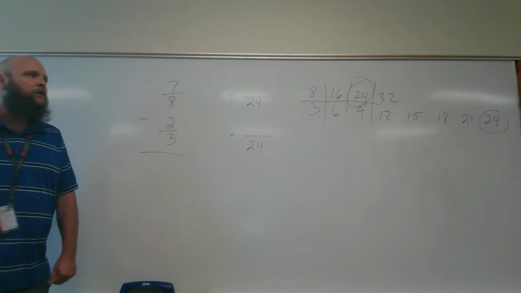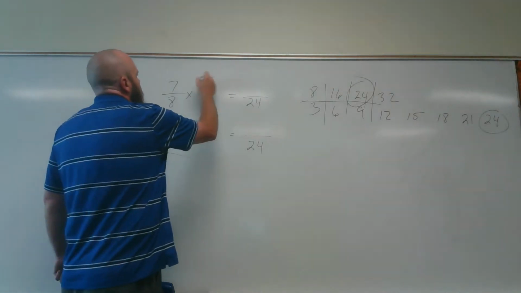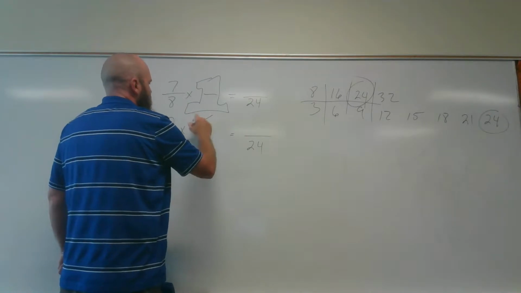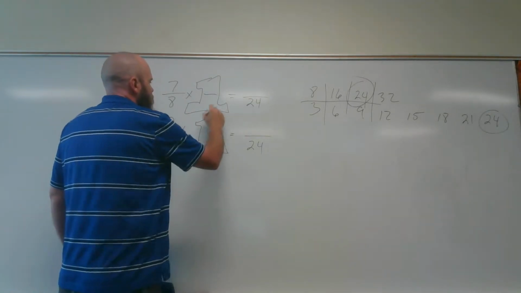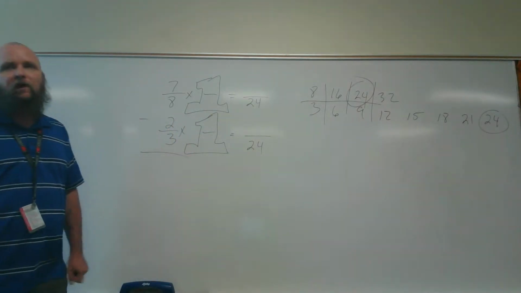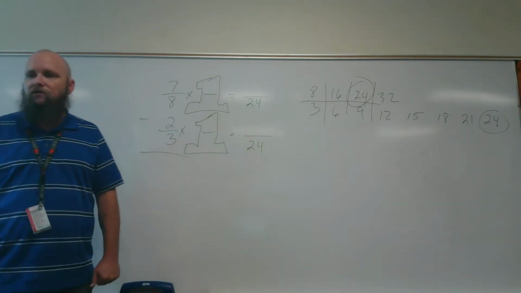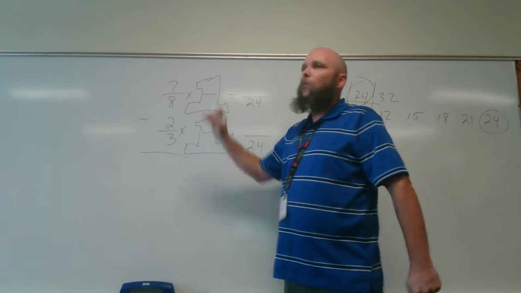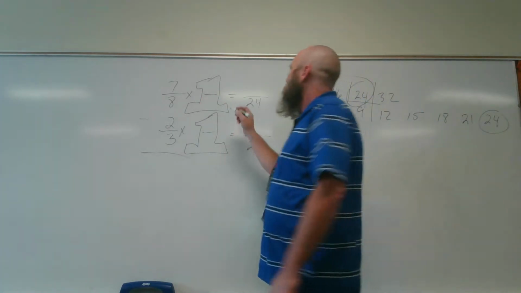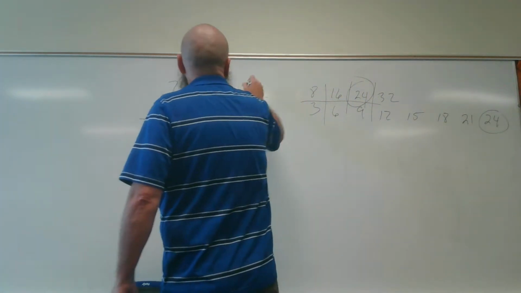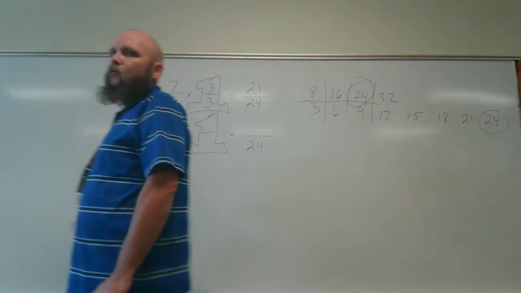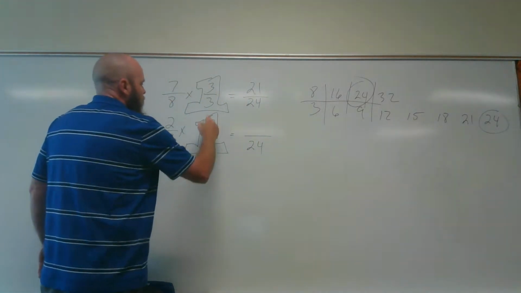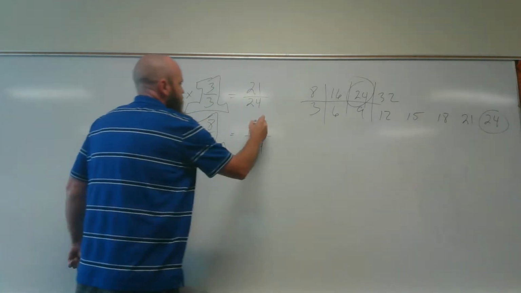Neither of them currently has a denominator of 24. We have to multiply by a fraction that equals 1. If you multiply by a fraction that equals 1, you do not change the value. We don't want the value changed. We just want the way it's written changed, just like 60 minutes equals an hour. What do I multiply by 8 to get 24? 3/3. So then this one becomes 21 over 24. What do I multiply by 3 to get 24? 8/8. So this becomes 16 over 24.